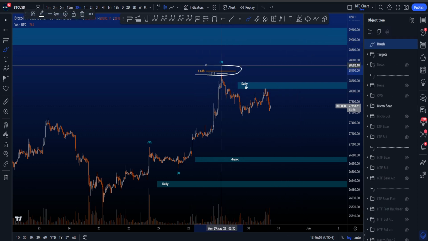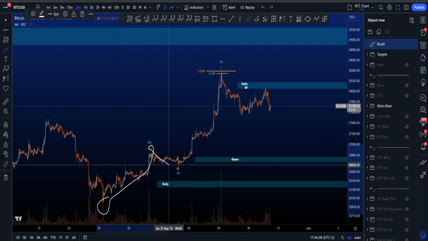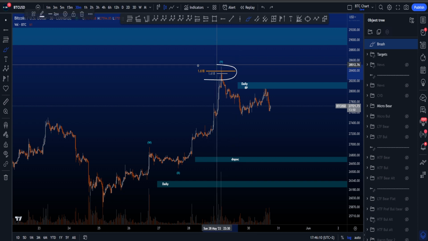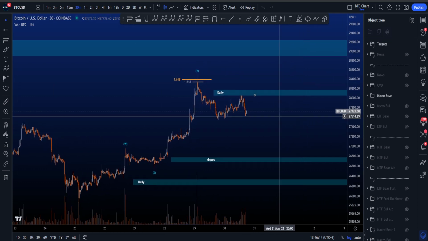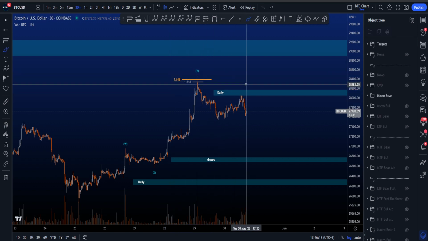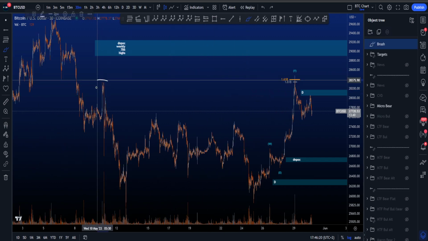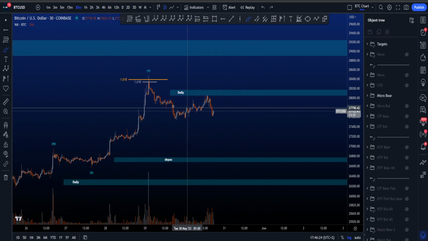Now, another rare target for a wave Y is the 1.618 taken from the low to the high of W to the low of wave X. So basically over here you have two rare targets, which of course does not increase the probabilities of the scenario, but it is nonetheless a potential target for a wave Y after grabbing the liquidities over here at the highs at 28.3k for then at least this move to the downside.